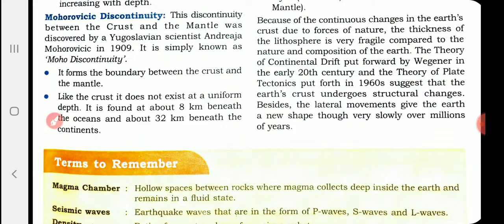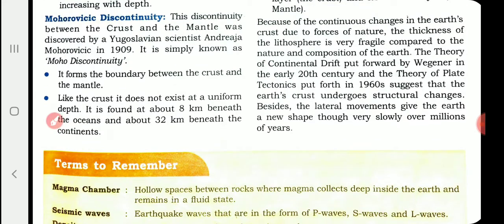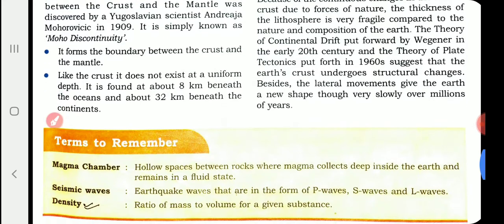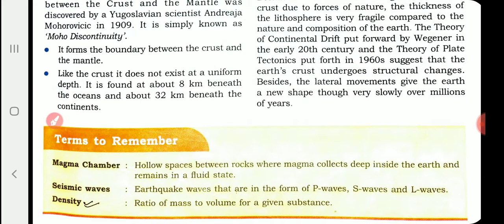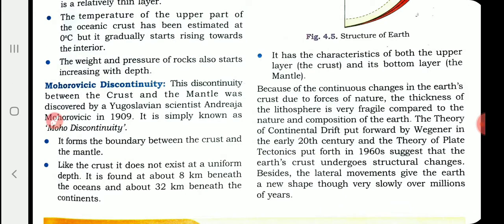So let us once more see what is Mohorovicic discontinuity. It forms a boundary, as I told earlier, between the crust and the mantle. Like the crust, it does not exist at a uniform depth. It is found at about 8 kilometers beneath the ocean and about 32 kilometers beneath the continents. It has the characteristics of both the upper layer and its bottom layer, that is the mantle.